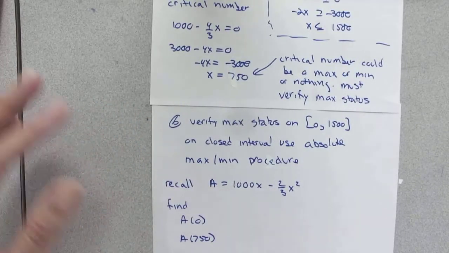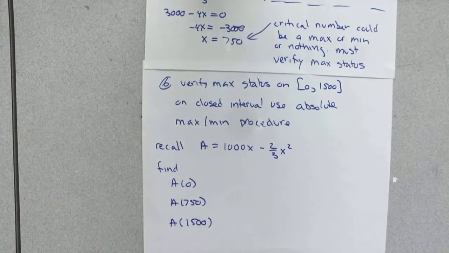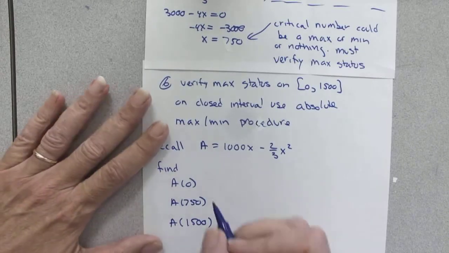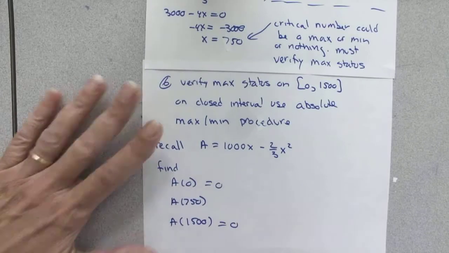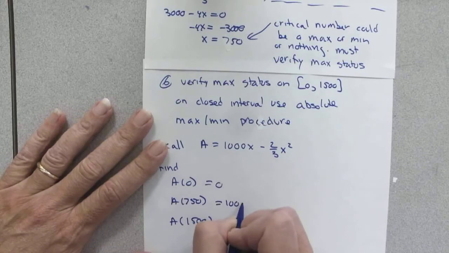That was the absolute max min procedure. You found your derivative, found your critical number, or numbers as the case may be, here just one number. And then you took those values, the endpoints and the critical number, and you plugged into the original function. The way this works in Calculus 1, these endpoints are always going to lead you back to 0 because that's how we set those things up. But if you want to plug them into the original function, you can.